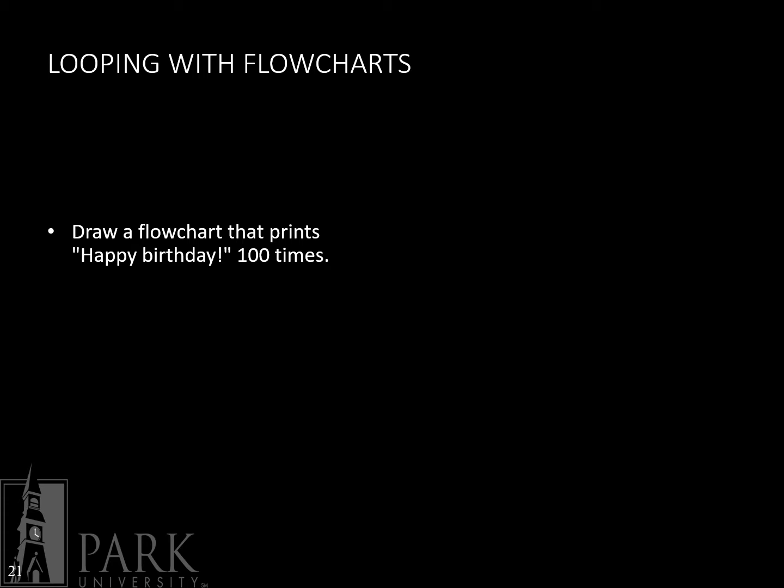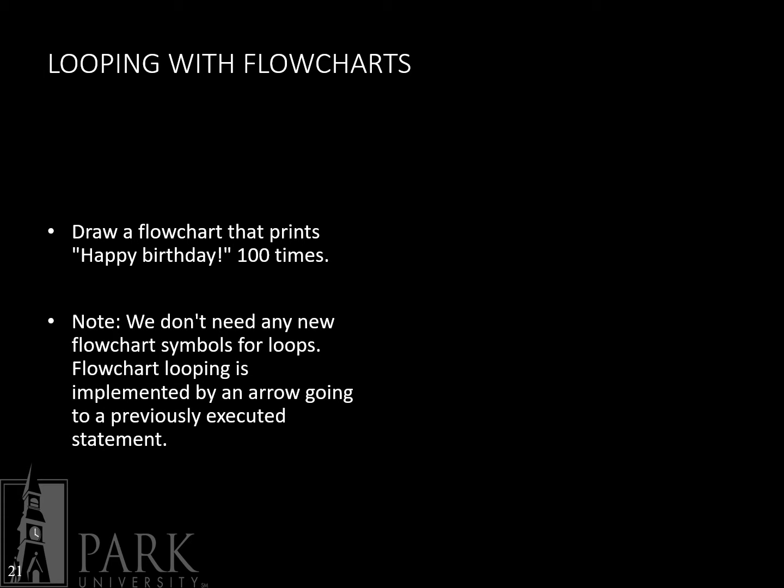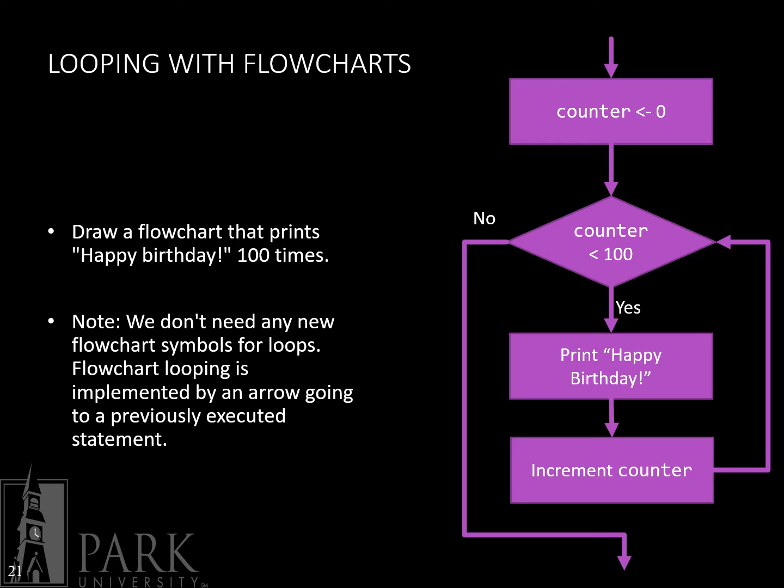Okay, so let's take a look at it. And note that we don't need any new symbols for doing the loop. We've already got all the symbols that we need. And so here's what it should look like. We set a counter equal to 0, and while the counter is less than 100, we're going to print happy birthday. And then we're going to increment the counter by 1.